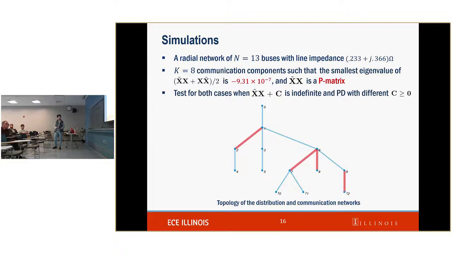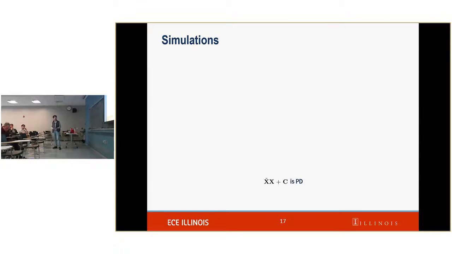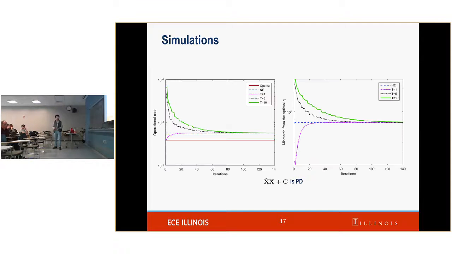And by choosing different C here, we can make this matrix indefinite or positive definite. And we test our algorithm on both cases. If we choose C to be large enough to make this matrix positive definite, then as we have proved, this algorithm will work very well. No matter how you choose the time delay, it will converge to the Nash equilibrium. And also, we can observe here that there is an efficiency loss between the equilibrium and the optimal operational cost.